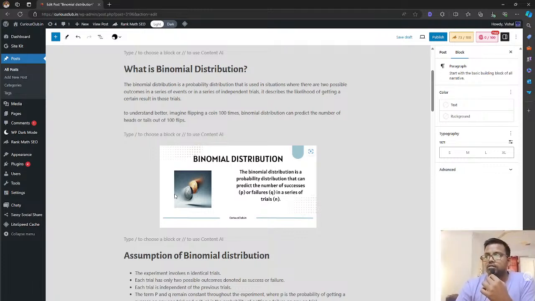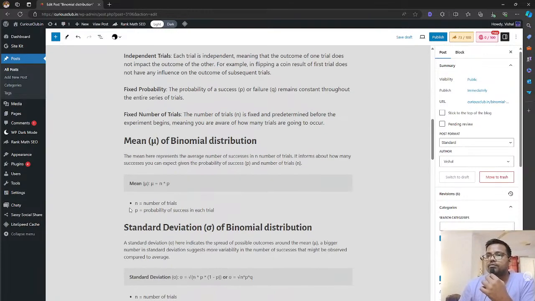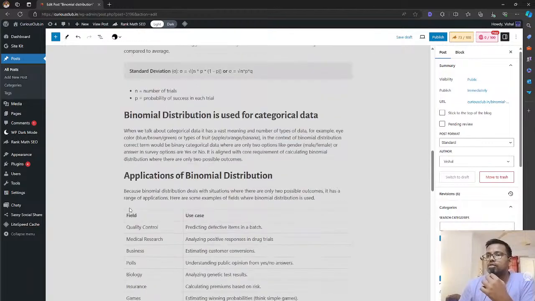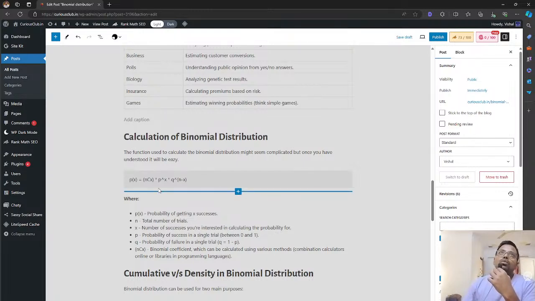Other components are also required when you are going to calculate. I'll show you the formula. So this is the formula. This is actually calculating the density one. If you want cumulative, there is also an option for that. So this formula tells you what is the formula used in statistics, right?